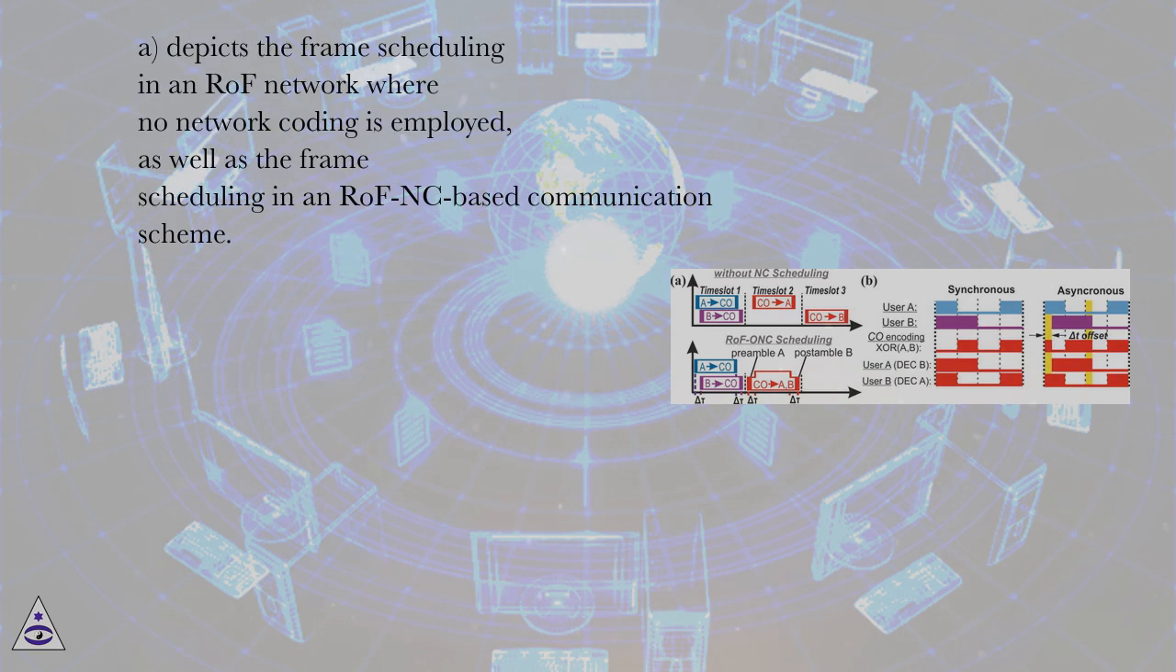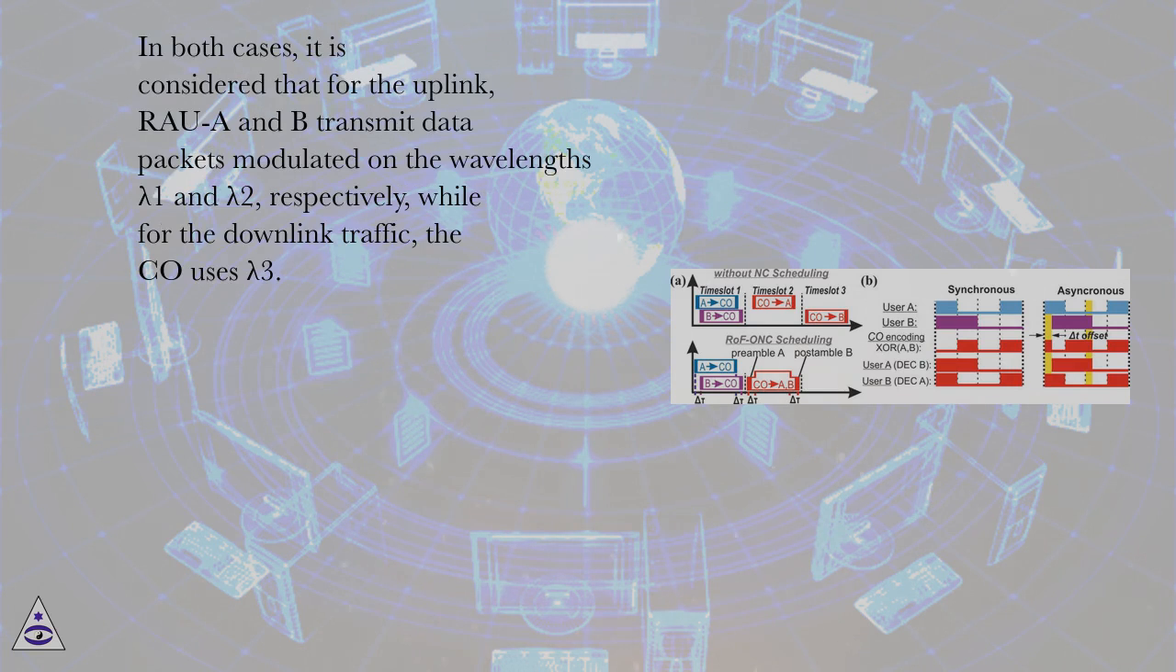A. Depicts the frame scheduling in an ROF network where no network coding is employed, as well as the frame scheduling in an ROF NC-based communication scheme. In both cases, it is considered that for the uplink, routes A and B transmit data packets modulated on the wavelengths lambda 1 and lambda 2, respectively, while for the downlink traffic, the CO uses lambda 3.